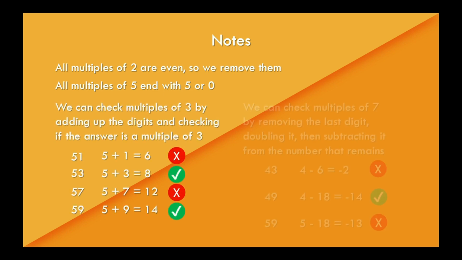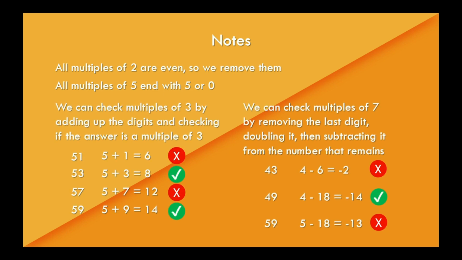For notes, we have the divisibility checks and the recommended order to do them in. Always start with 2 and then 5 because they're the easiest. After that, go for 3 because you're more likely to get a number in the table of 3, and then finally 7. After that, you should have the list of primes.